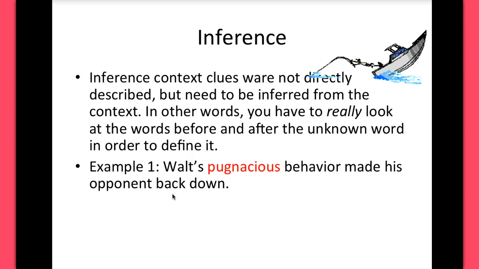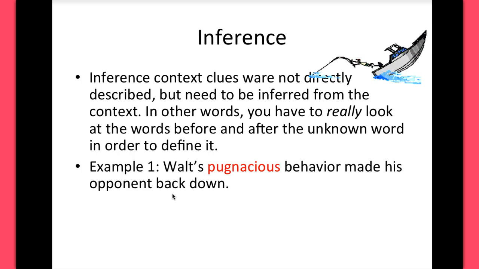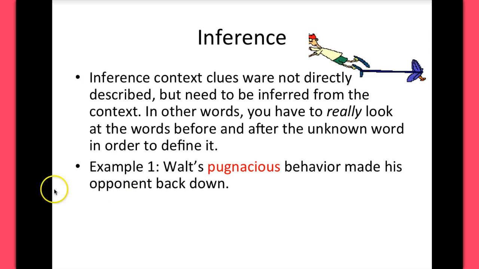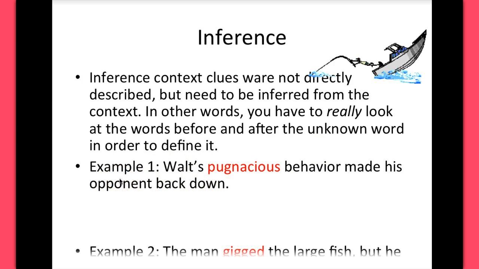Okay, so if I'm pugnacious, maybe I'm eager to fight. I'm not going to back down. I'm a fighter. I want to quarrel. I want to argue. I'm warlike. I'm aggressive. Okay, so Walt is pugnacious. His opponent's backing down. I'm going to have to infer that based on these clues.